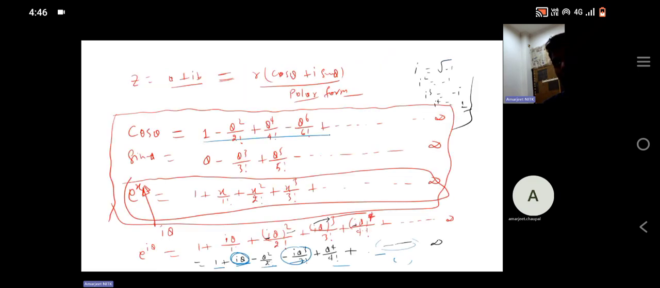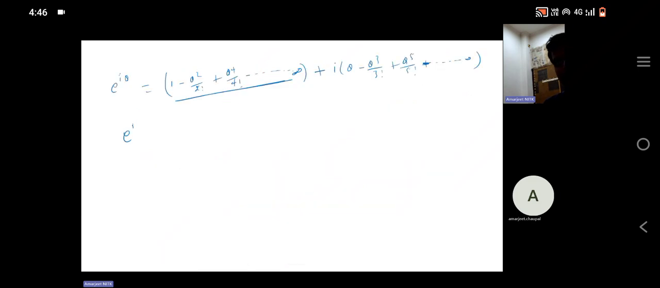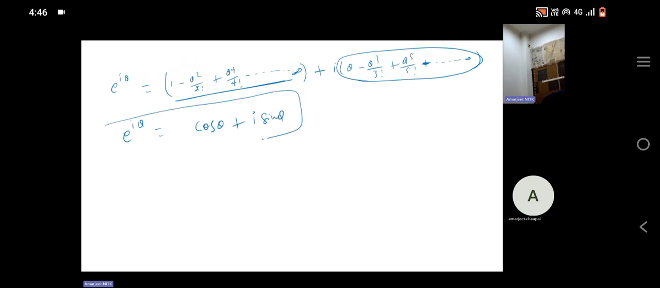You all know these things. So e to the power i theta equals, you can say, cos theta plus iota times, this is what? The expression for sin theta. So sin theta. This is known as Euler identity. Okay.